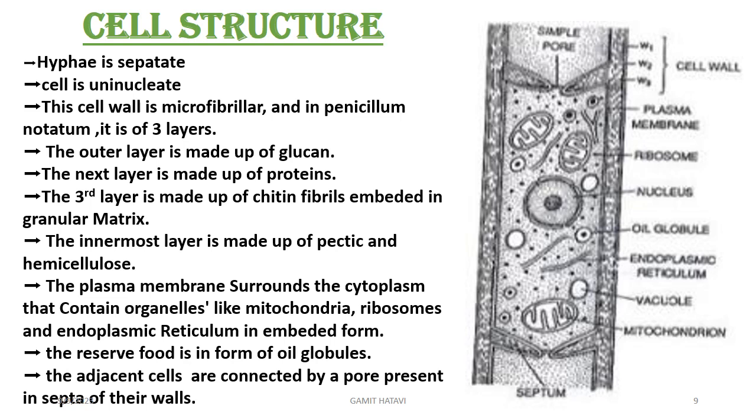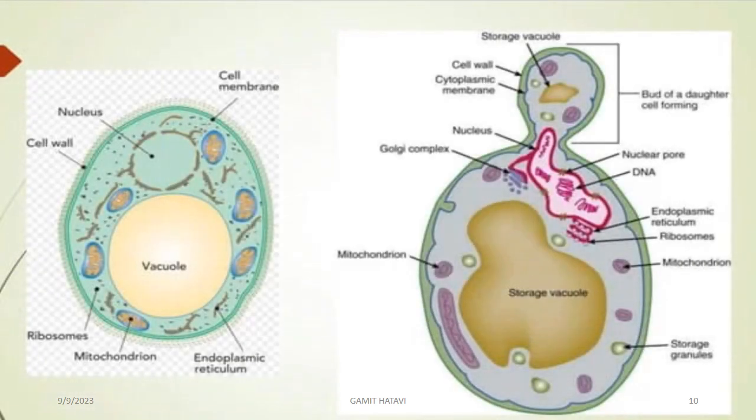The plasma membrane surrounds the cytoplasm that contains organelles like mitochondria, ribosomes, and endoplasmic reticulum in embedded form. The reserve food is in the form of oil globules. The adjacent cells are connected by a pore present in the septa of their walls. So this is the cell structure.